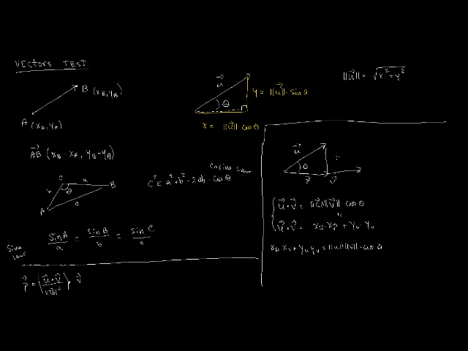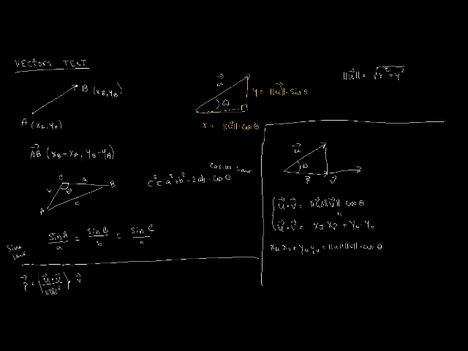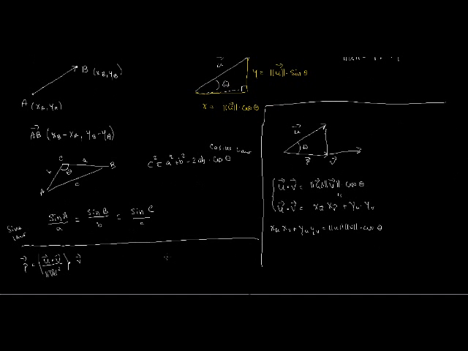And of course, you should know how to add vectors. Basic vector addition is you add the x components with the x components, the y with the y, and the resultant is therefore the sum of the x components, comma, the sum of the y components.